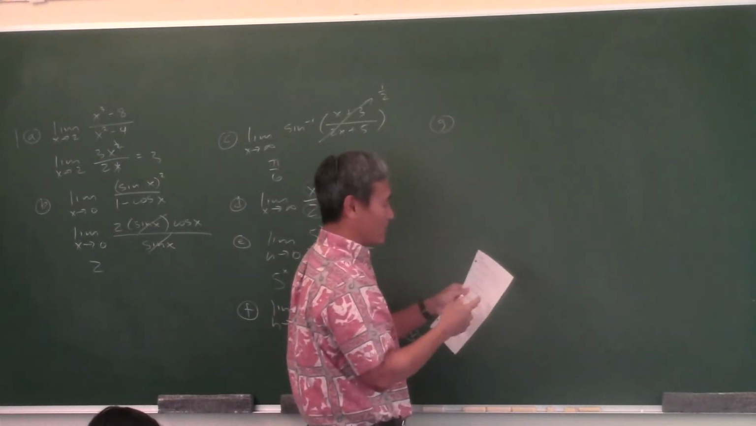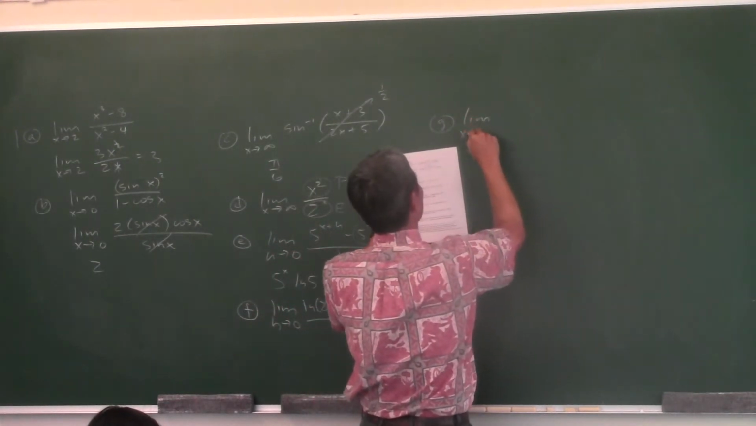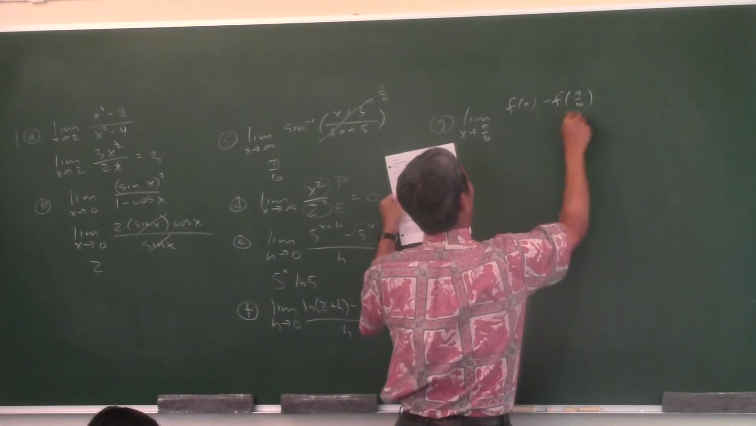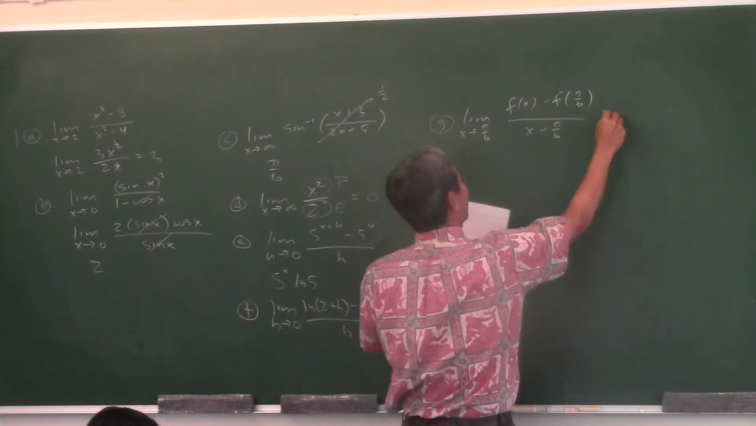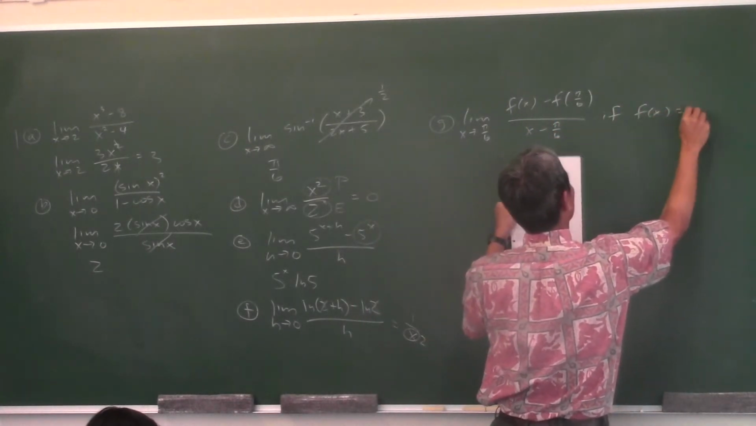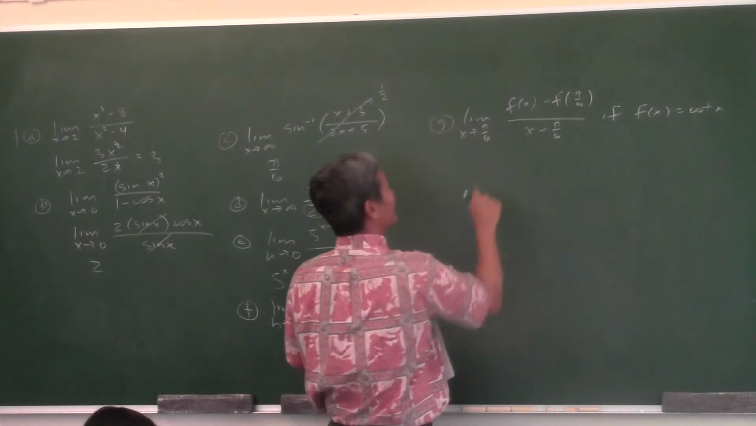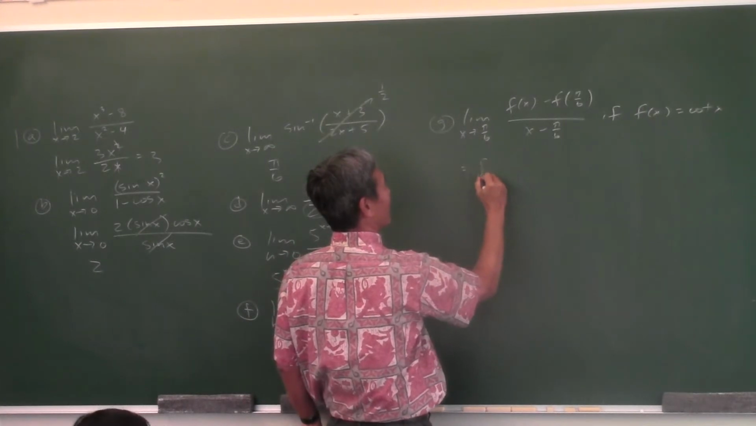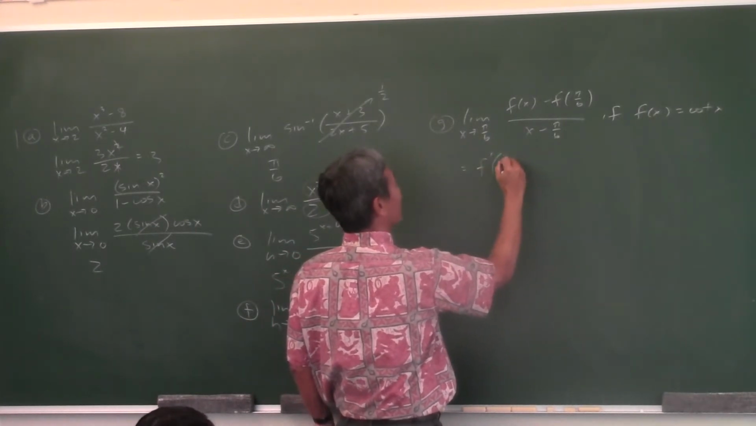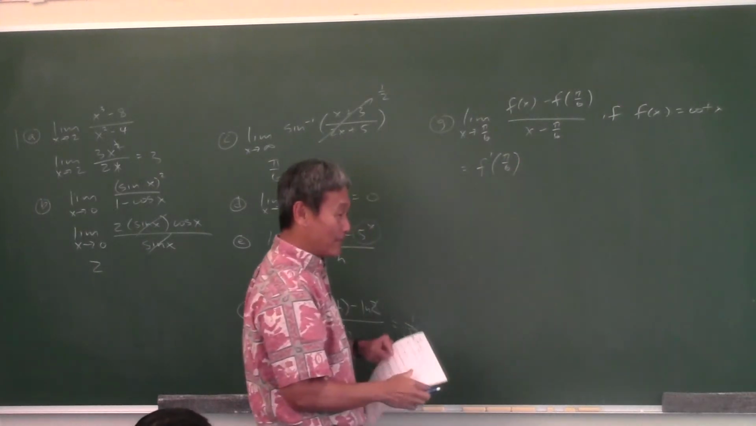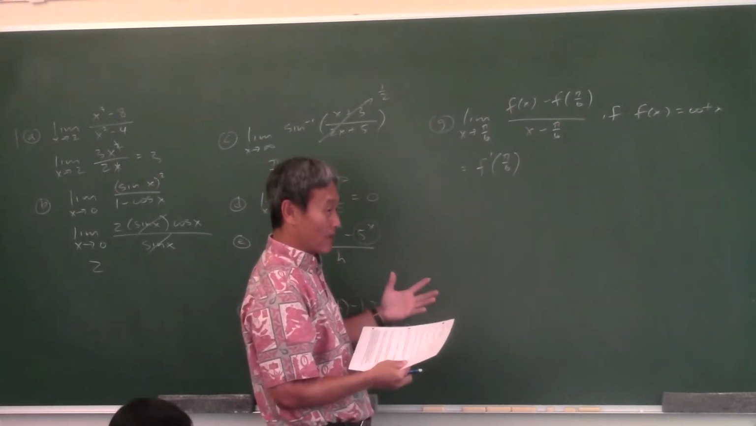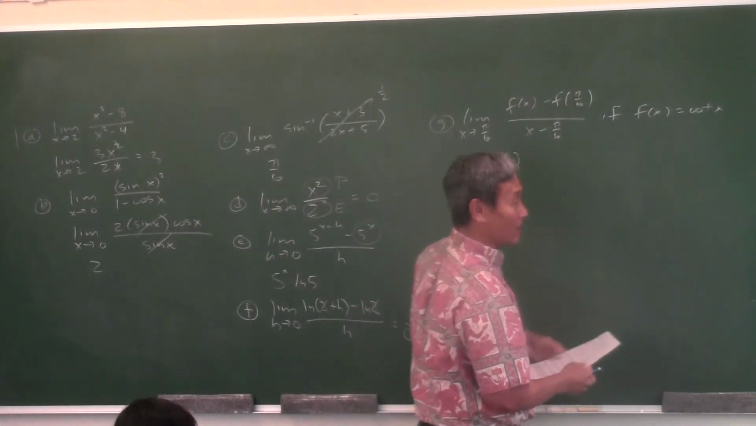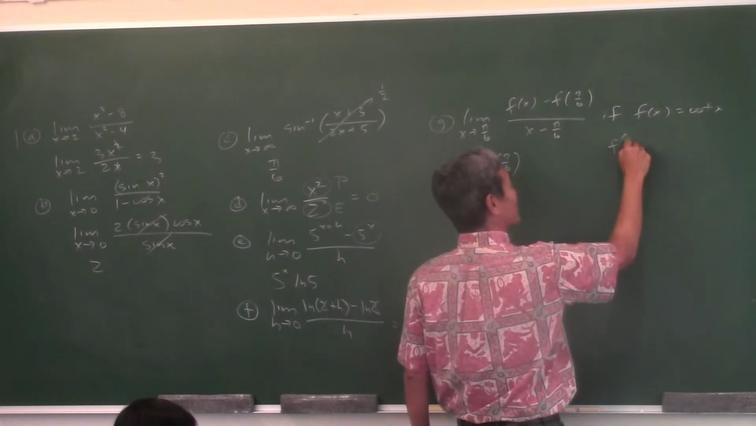And then g. Okay, I'll just write it out. Limit x approaches pi over 6, f of x minus f of pi over 6, all over x minus pi over 6, if f of x is equal to cotangent x. This is the definition of the derivative. What is this equal to, by the way? F prime of pi over 6. So that means you're just computing the slope when x is pi over 6. But what function do I take the derivative of? Well, I told you what it is. Right there. So if f of x is cotangent x, what's the derivative?